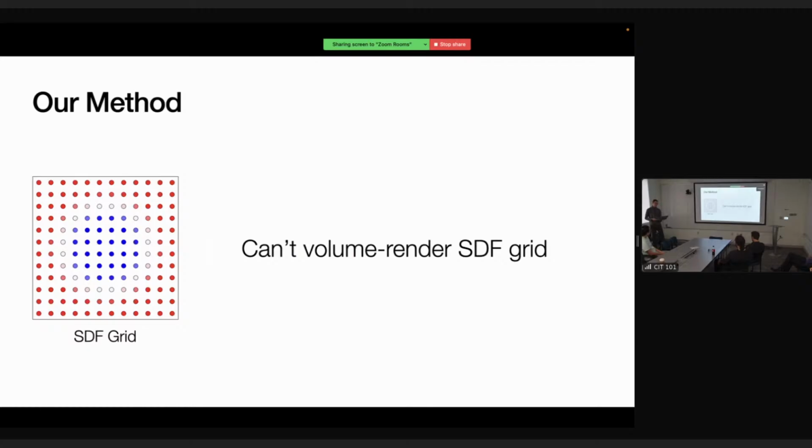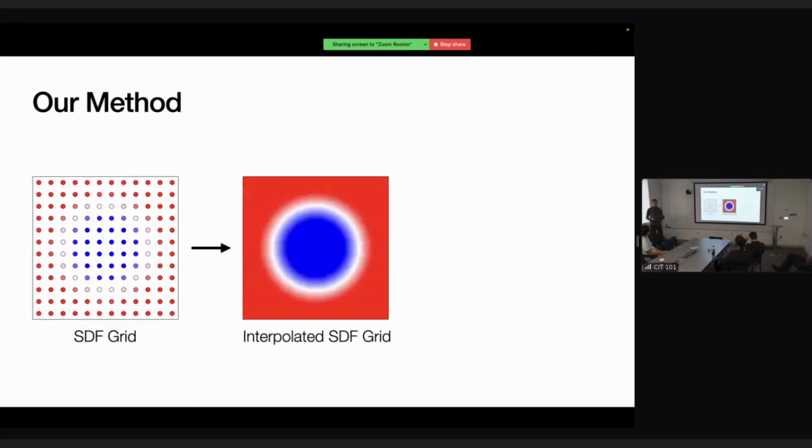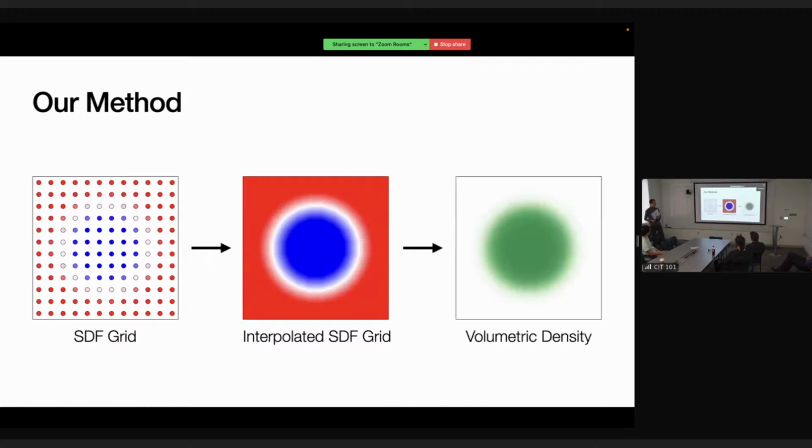And so what we can do is take a trick from some of the surface/volume rendering papers like NeuS, VolSDF, and UniSurf. First I'll interpolate this, that's easier to visualize. But then we apply a function to this to turn it into volumetric density. And this function is basically just a sigmoid.